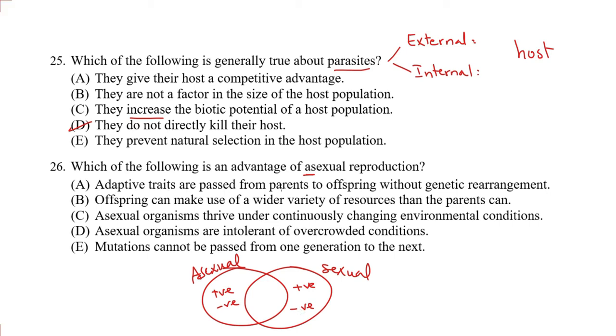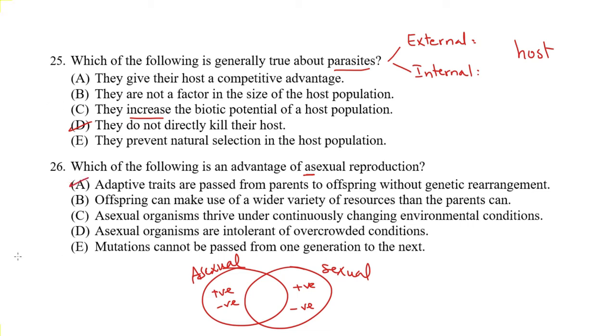Adaptive traits are passed from parents to offspring without genetic rearrangement. It's accepted because some traits in some bacteria, for example, or some fungi, such as the resistance to certain types of antibiotics, can be inherited without any genetic rearrangement. This is true.